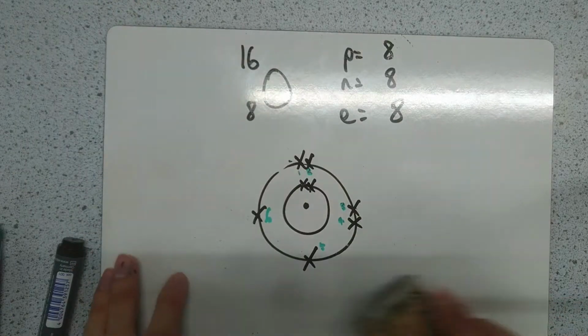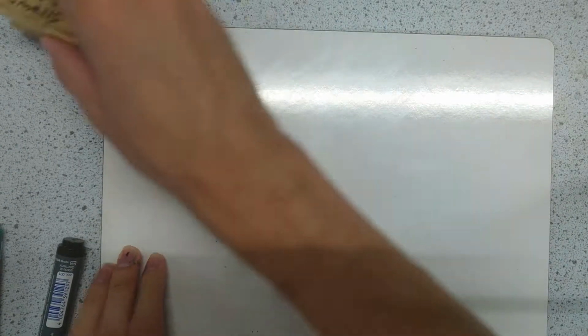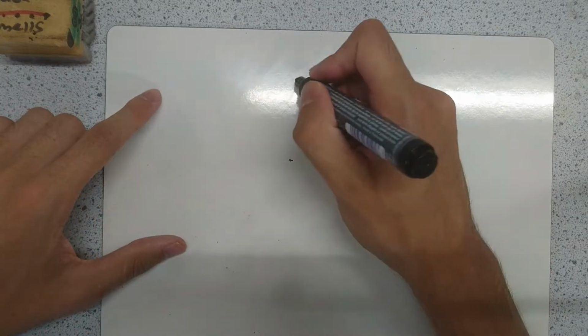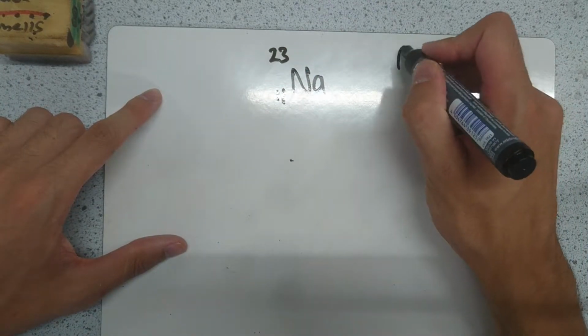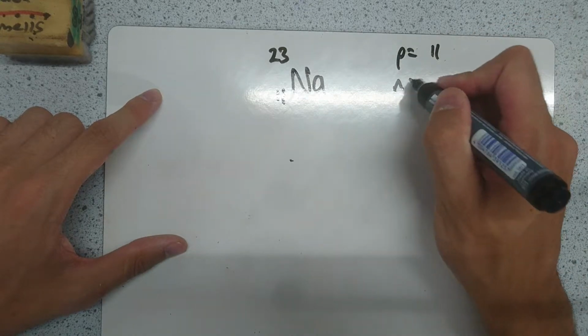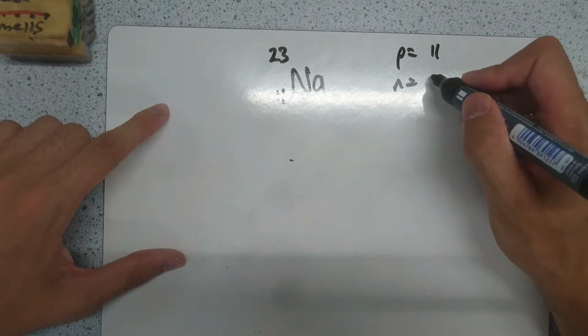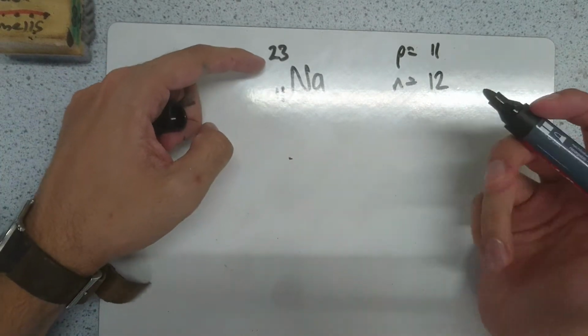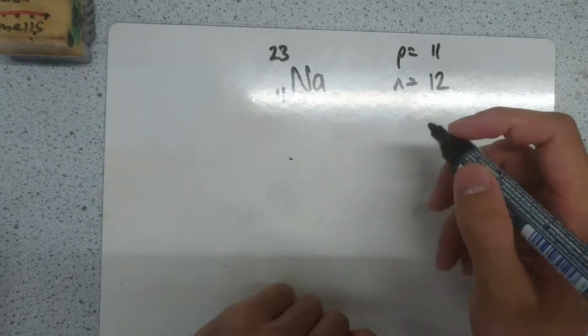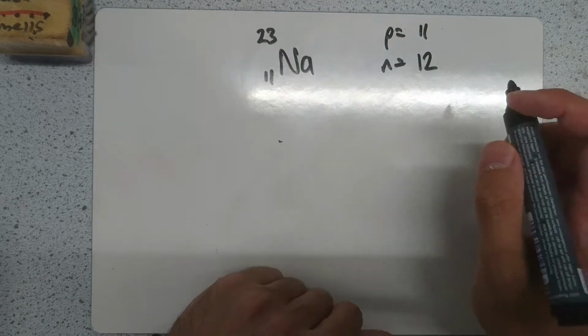Let's try sodium. So, Na, I'll take sodium 23, protons 11, neutrons, this time 12. It's not double. If it was 22, it'd be 11. It's 23, so we've got 1 extra neutron than we have protons.